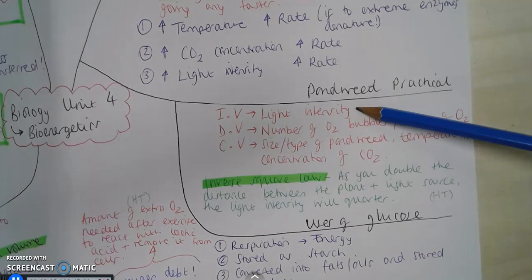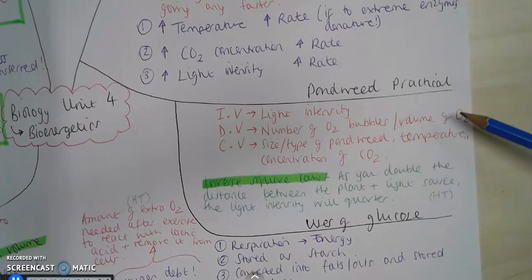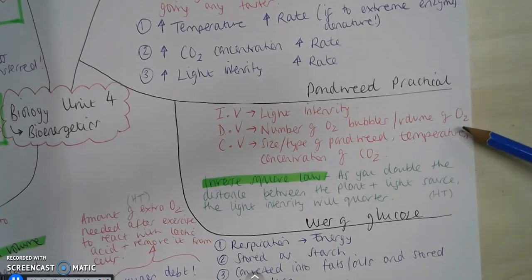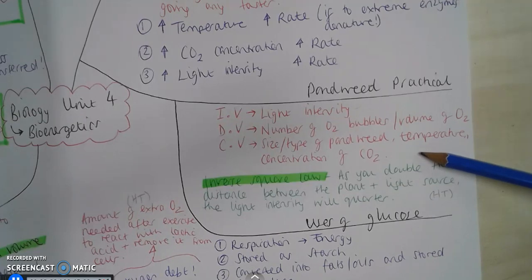The dependent variable is the number of oxygen bubbles produced, or the volume of oxygen, if we're being more precise about it, actually collecting that and working out the actual volume itself. That could be done with an inverted measuring cylinder or that type of thing. Control variables, of which there are many. Some examples would be the size and the type of pondweed, the temperature, and the concentration of carbon dioxide.